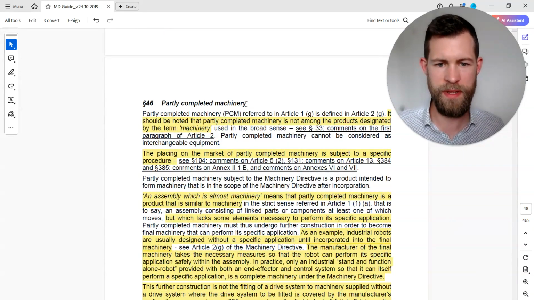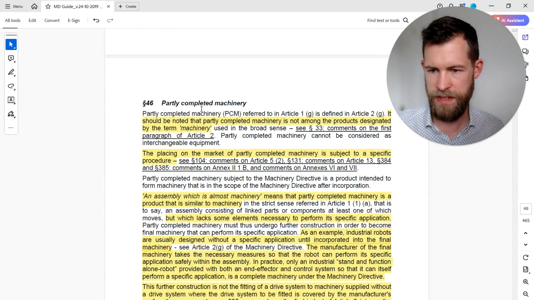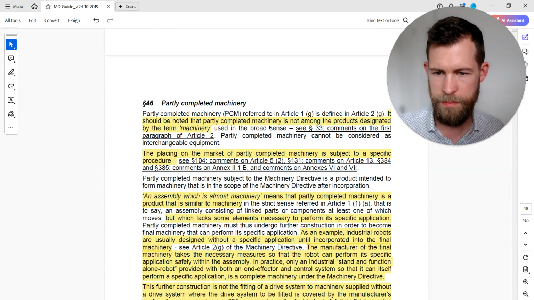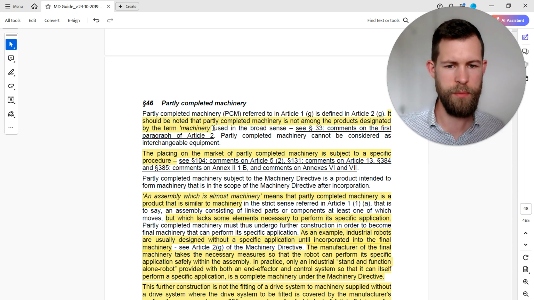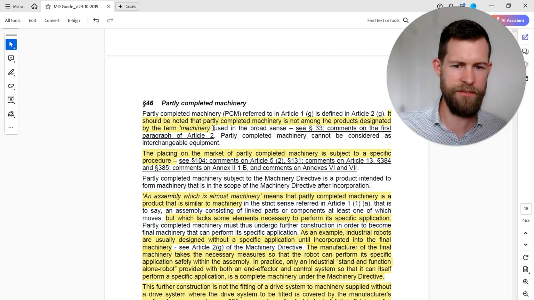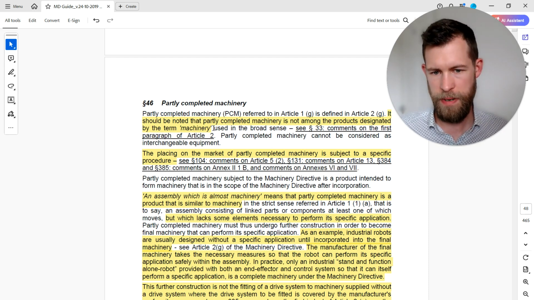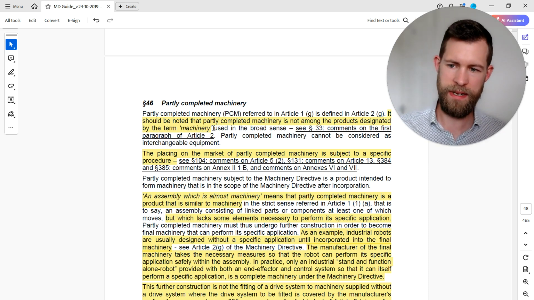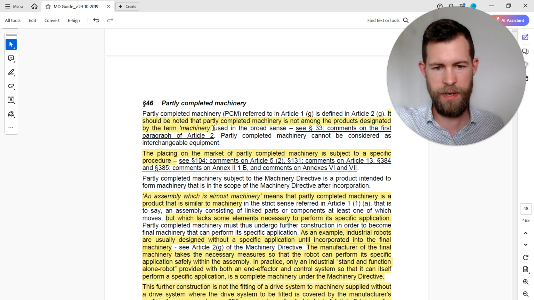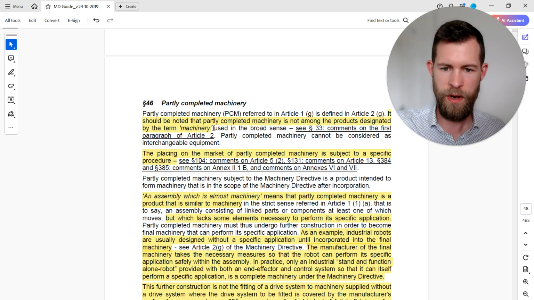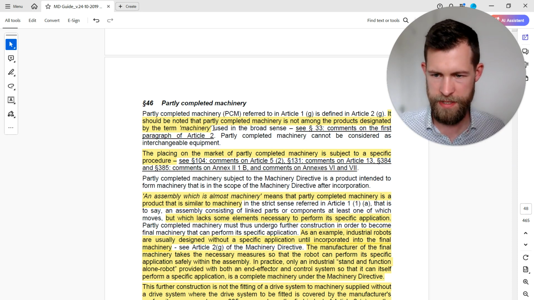There's quite a few notes within the guidance document that help us understand that. It should be noted that partly completed machinery is not among the products designated by the term machinery. Further up, we were looking at equipment which didn't have things like a motor or a certain power source. Now, what we've just read is qualified as complete machinery. It does get CE marked. We're not talking about this here. We're talking about something a little bit different.